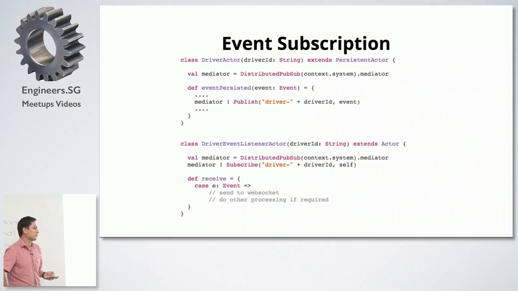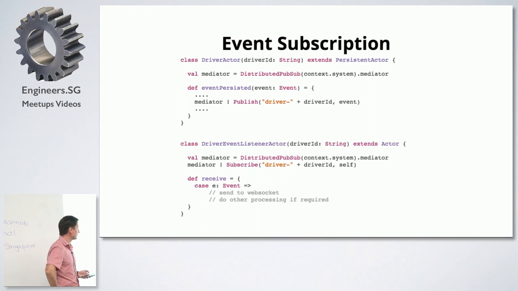So I mentioned event-driven logic. How can we do that? Let's say we have, again, our driver actor, and we want to execute some logic. So for example, we want to send this message to a WebSocket and display it on a real-time UI, which we show to our transport coordinators. Or we want to do some other processing if required. For example, we want to generate another, different state of the driver and notify someone if something wrong happens. So we create this listener.